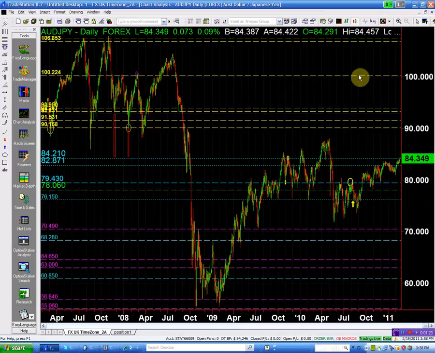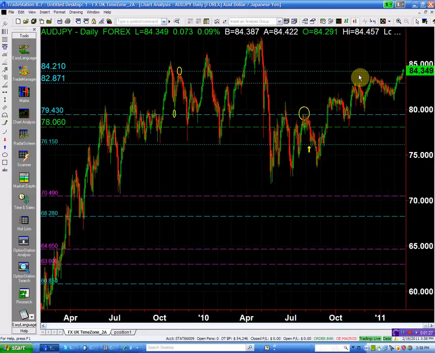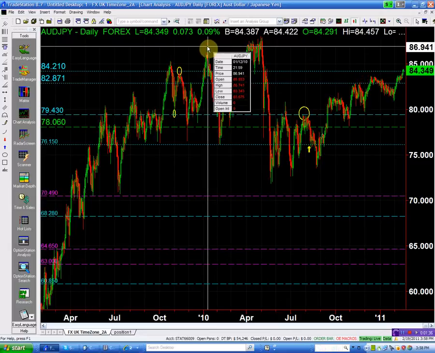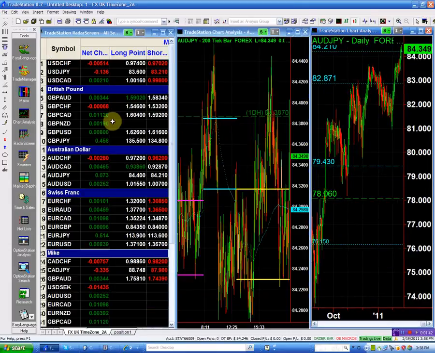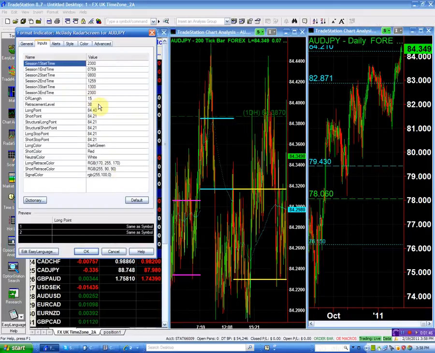Yowza. This is a nice breakout, guys. The next structure break, let's take this one, is the 86.19. Again, the next structure long is the 86.19. So we have at least a couple of hundred pips if it breaks to the upside.